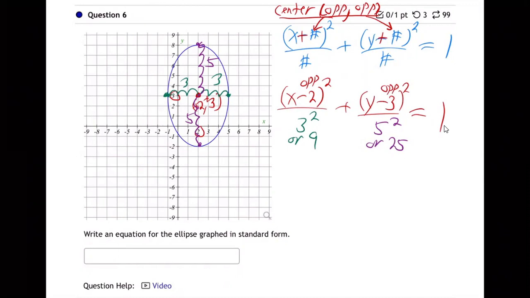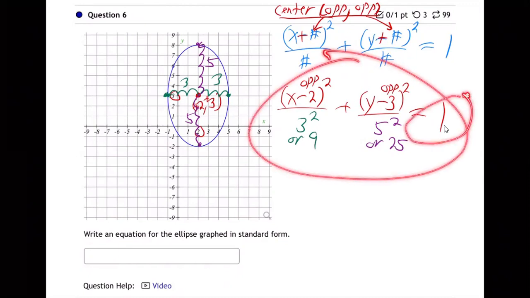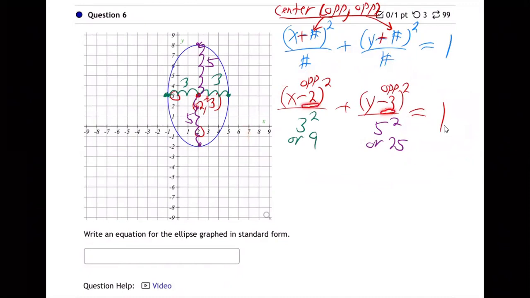So one more time, running over it. The equation always has a 1 on the right side. Next to x and y in the parentheses are the center, but it's opposite and opposite. So if the center is +2, +3, next to x and y will be -2, -3 in the parentheses. And then on the bottom is how far x is right and left. From the center to the edge, right and left is 3, so 3 squared underneath x, which is 9. And up and down from the center is 5. 5 squared is what goes underneath y, because y is up and down. 25 or 5 squared, either way. So that's the answer they want you to type into that box. There we go.